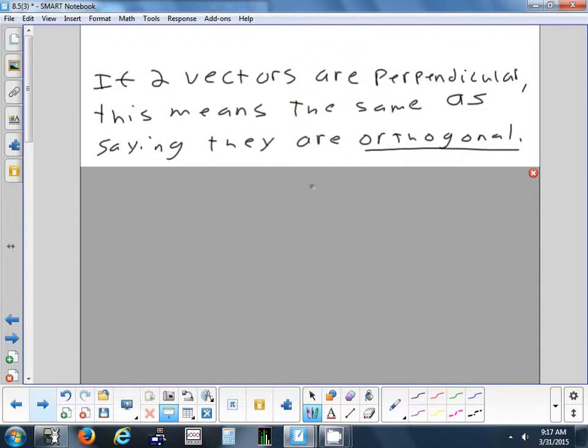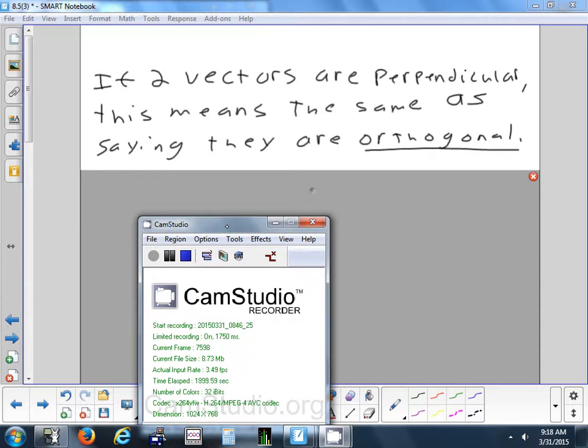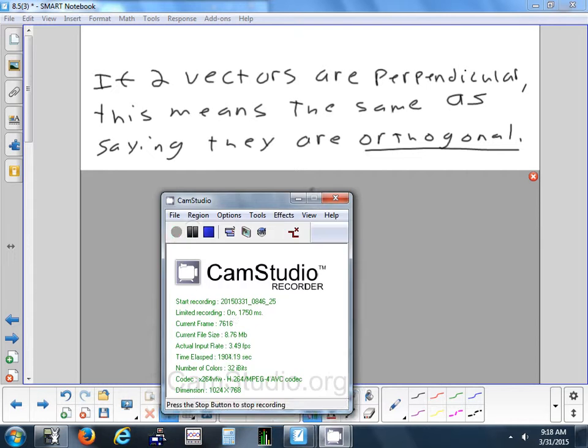Sometimes there are a couple of special things that can happen when you find the angle. Two vectors might be perpendicular. That's a special case. If they're perpendicular, what does that mean the angle between them is? 90 degrees. So if the angle between them is 90 degrees, we say that they're perpendicular. Another word they often use with vectors is orthogonal. Orthogonal just means that two vectors are perpendicular. Just another word for it.